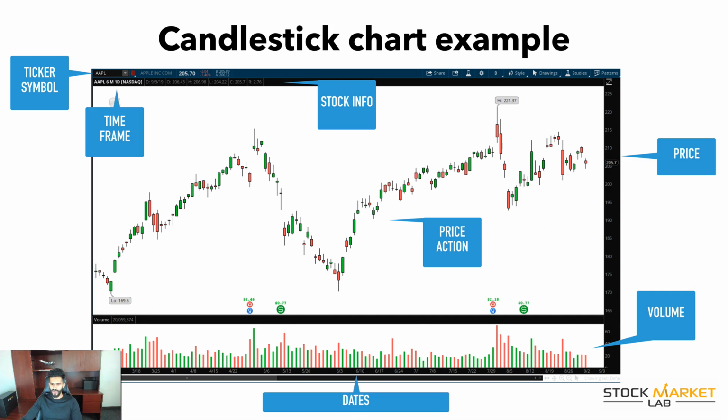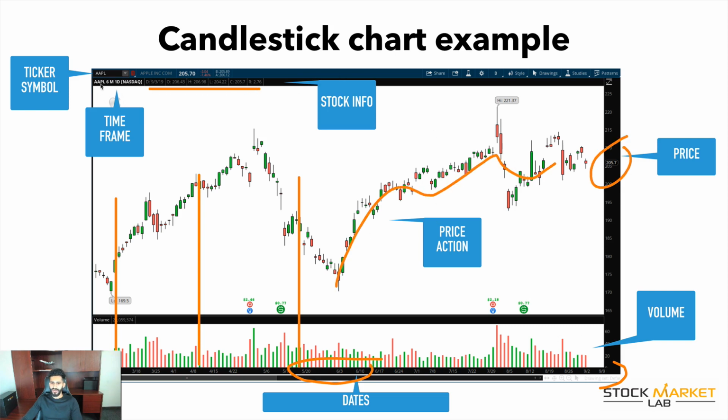This area is going to show us the dates, right? What date we're looking at, what time period it is. It's going to give us all of that information down here. Once again, we have the price, volume, price action is here. We have all the stock information, time frame, and we are looking at the ticker symbol, right? So this is a candlestick chart example.